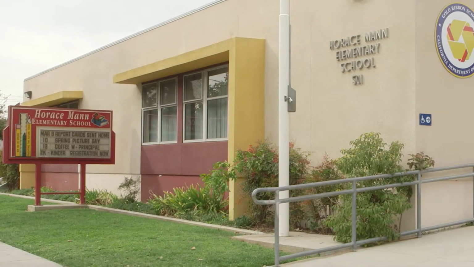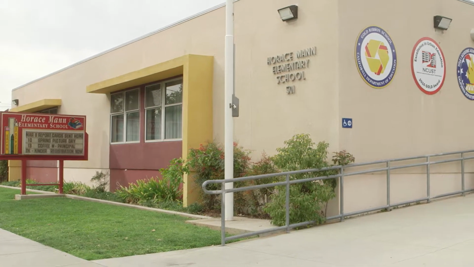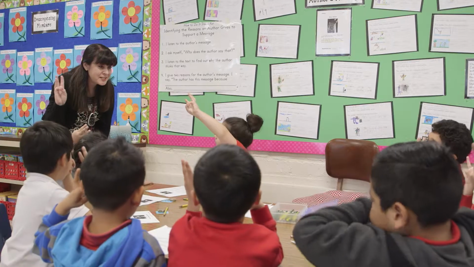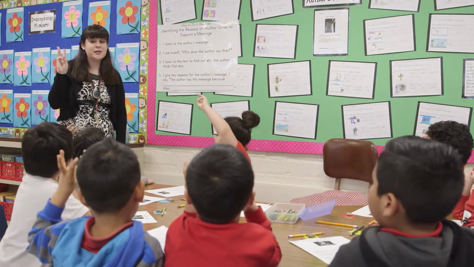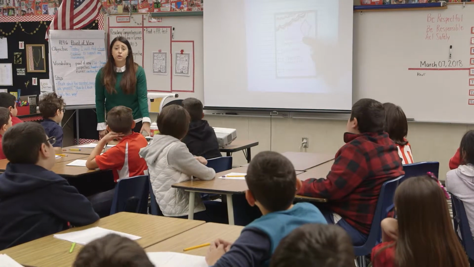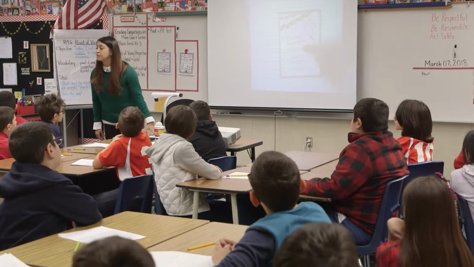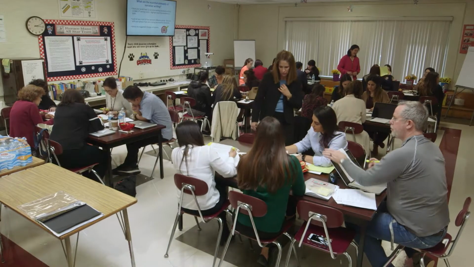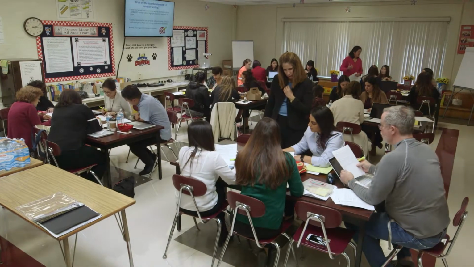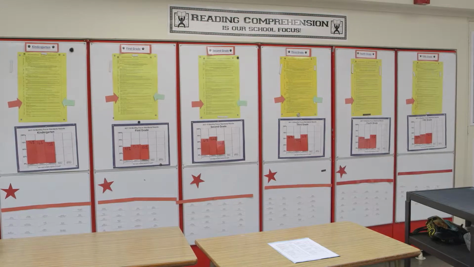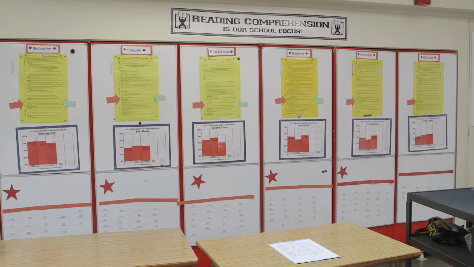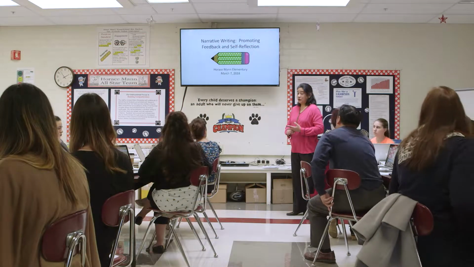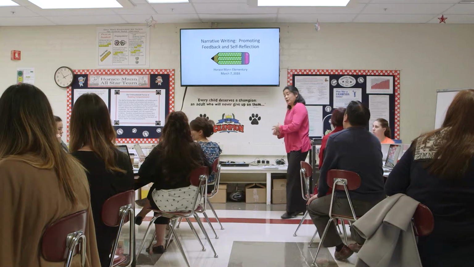We were actually the lowest performing school in the district. Approximately 26% of our students school-wide were reaching proficiency. We have 90% of our students that are low income. We looked at our data and identified the area we felt was the neediest, and we identified reading comprehension.